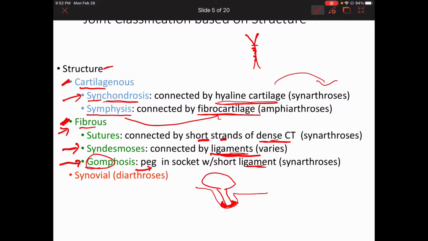Okay, so we're going to get into the synovial or the diarthroses, diarthrotic joints here in a bit because there is some complexity there.